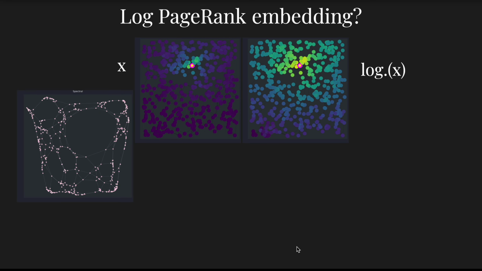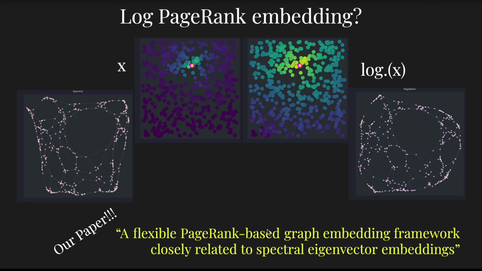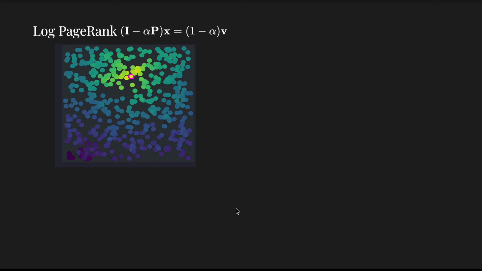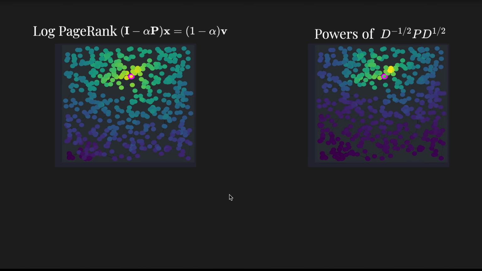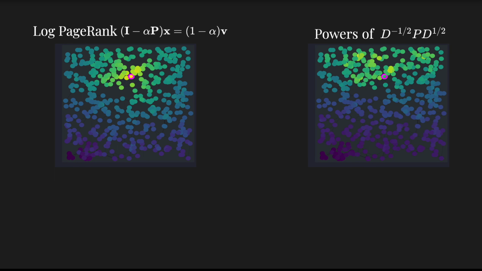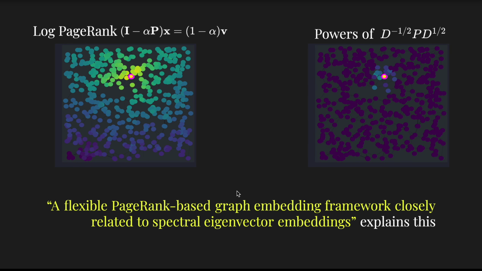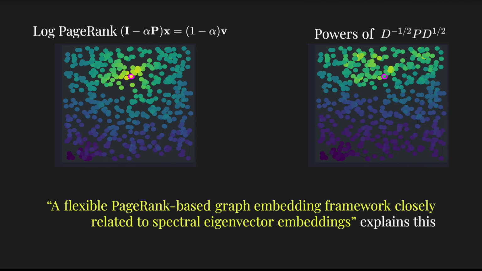But how does that generate pictures like the spectral embedding? But more importantly, if they are so similar to spectral embeddings, why not just use spectral embedding? Our paper answers both of these questions. To build some insight, this is the diffusion generated by log PageRank, while this is the diffusion generated by different powers of the matrix used for spectral embedding. That matrix is loosely related to the random walk matrix P as shown. Our paper quantifies the precise relation between the two matrices, but the resemblance shown here was the starting point.